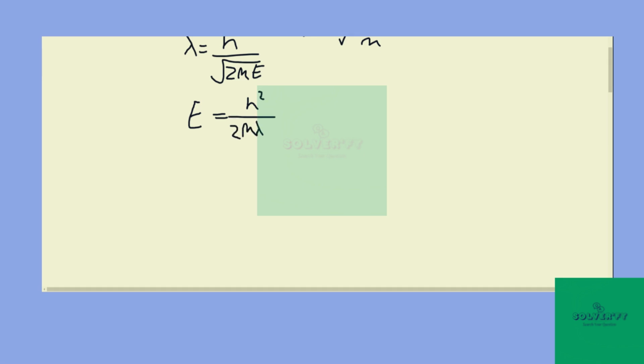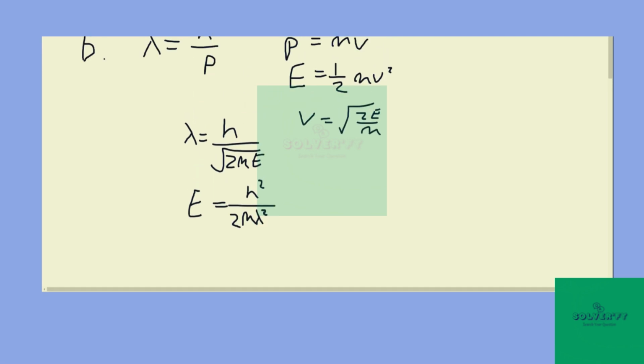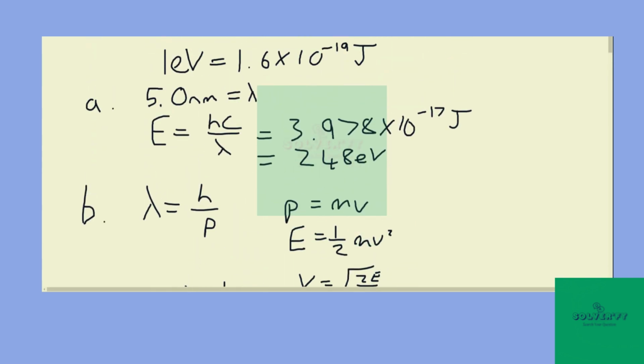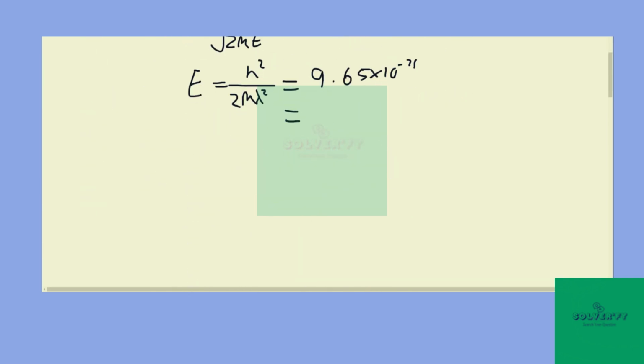2m lambda squared. Now, as before, this will give a result in joules of around about 9.65 times 10 to the minus 21. And then we just use the exact same relation as before by dividing by 1.6 times 10 to the negative 19 to get this answer in electron volts. And we simply get it as 0.06 electron volts.